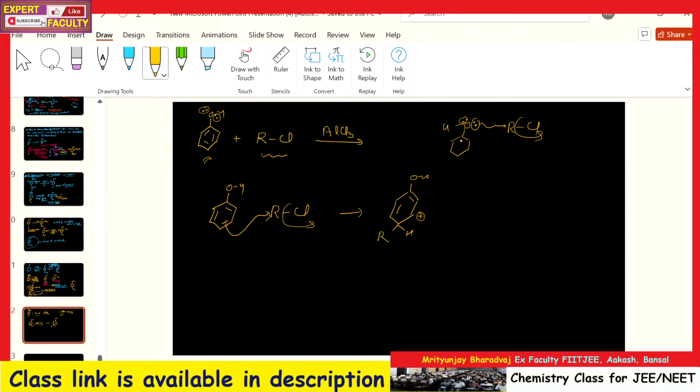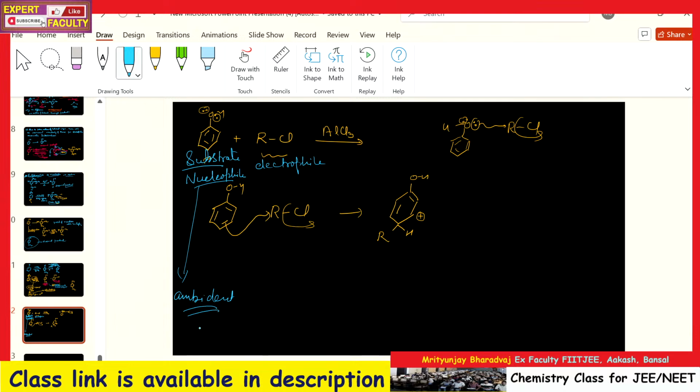So the question arises: this reagent is what? This reagent is an electrophile. And the nature of our substrate, this substrate is what? Nucleophile. So the nucleophile has two possible sites for donation of electrons. So this is again the concept appearing here, that of ambident.